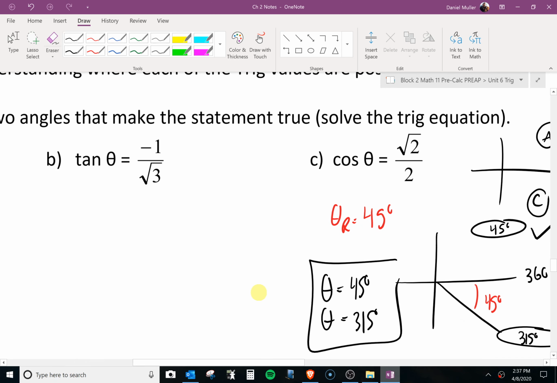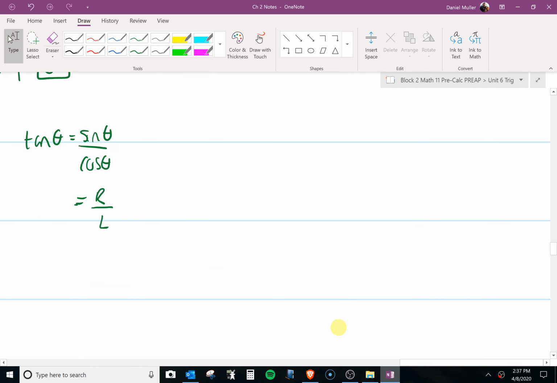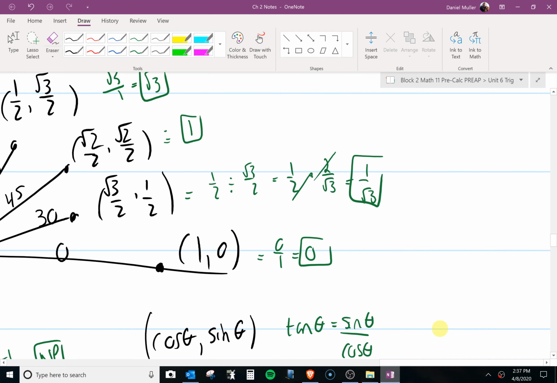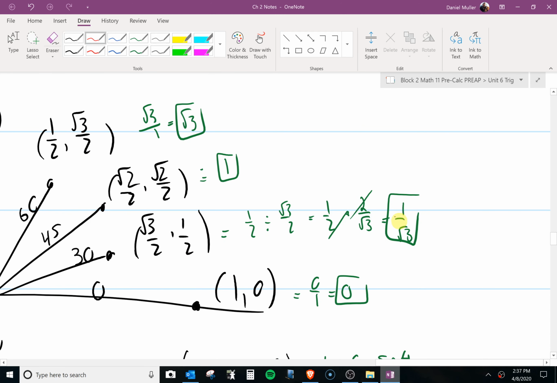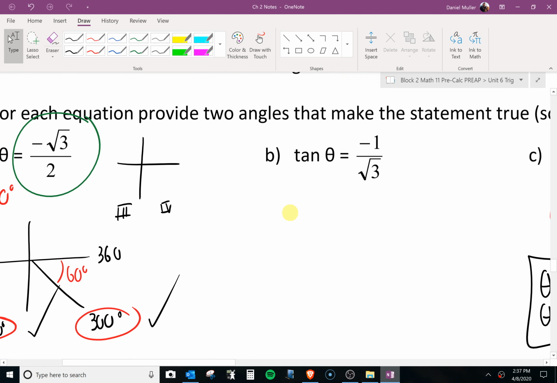Now, let's take a look at tangent. So, when does tangent give you 1 over root 3? So let's look at the chart. When does tan, now it's in green, when does tangent give you 1 over root 3? Oh, right here. Okay, so that is 30 degrees. So my reference angle would be 30. My reference angle would be 30 degrees.